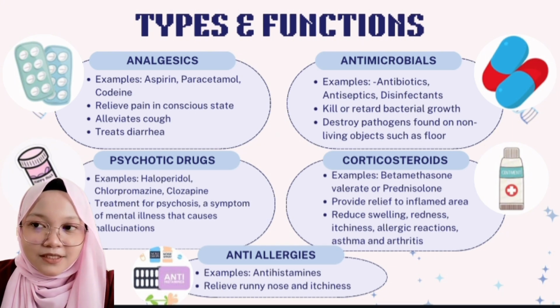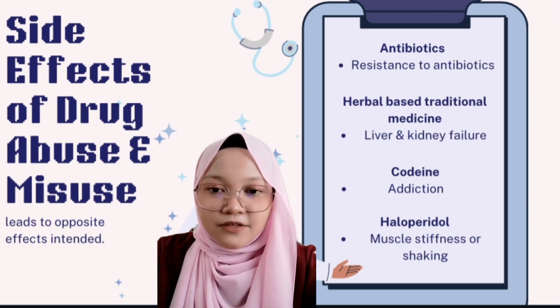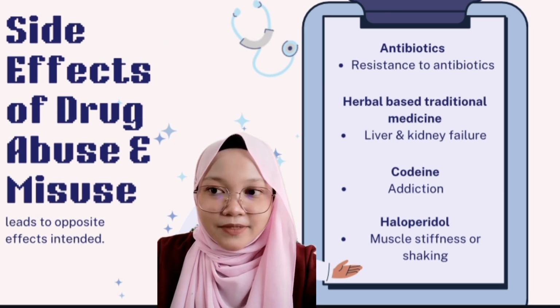This type of medicine is only taken with a doctor's prescription because it can cause abnormal involuntary facial and body movements. It can also cause stiffness and shaking. For the last part of modern medicines, side effects of drug abuse and misuse. For antibiotics, patients may get resistance to antibiotics. For herbal-based traditional medicines, patients may get liver and kidney failure, codeine addiction, and haloperidol, muscle stiffness or shaking.